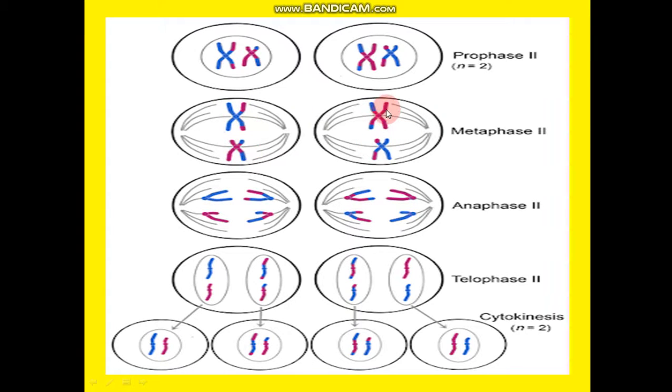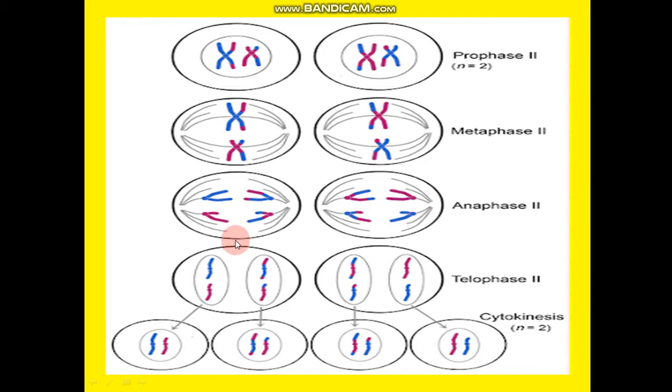In both the cells, metaphase will always be accompanied with the alignment of the chromosomes in the equatorial plane. And the second point, again the spindle fibers will come and attach to the centromere. So these two things are happening in metaphase 2 also.